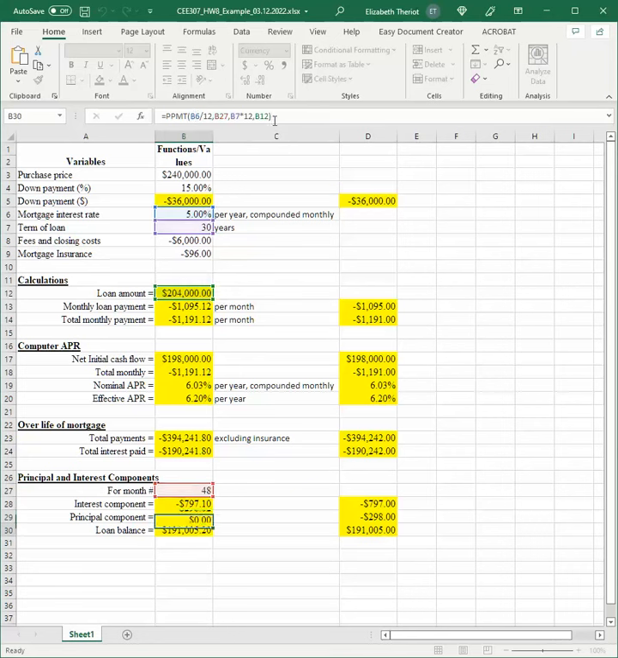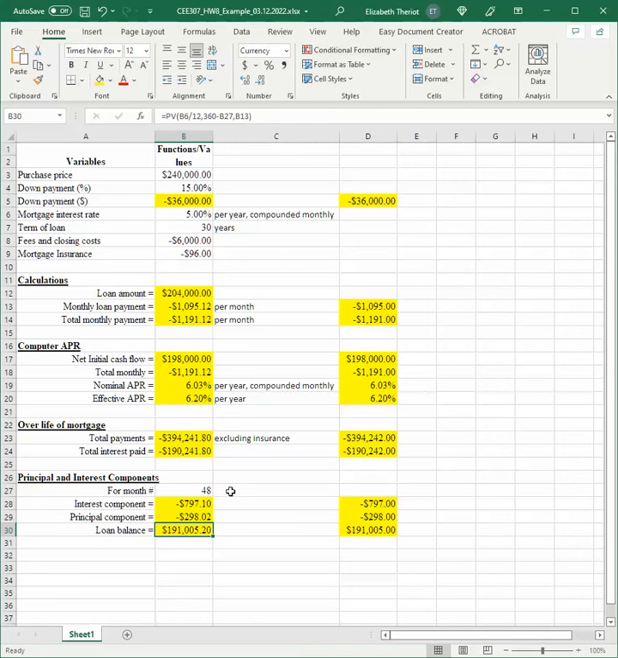Last but not least, your loan balance. This is a handy formula that worked out for me. Loan balance equals PV, with your mortgage interest rate, which is 5%, or B6, divided by 12. Make sure to do the cells. Then you have 360 for the NPR, so 360 minus B27.